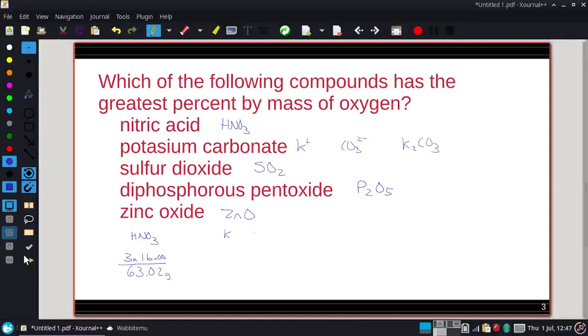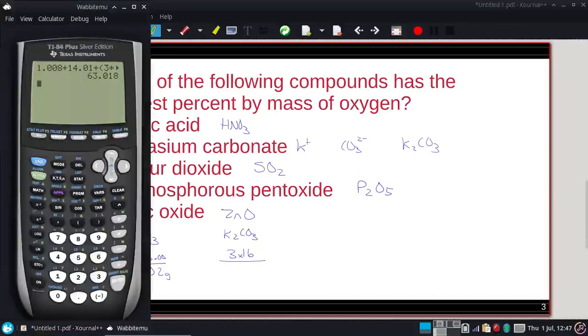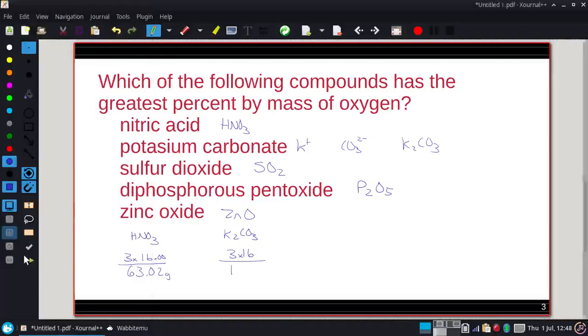Now we have the potassium carbonate, still 3 oxygens, and then the rest. We have our potassium, and there'll be 2 of them, so 2 times 39.10, plus that single carbon, and then our 3 oxygens, to give 138.21.